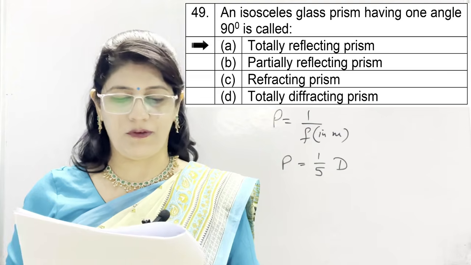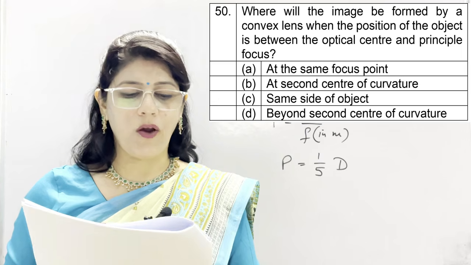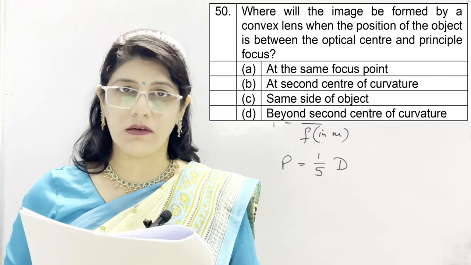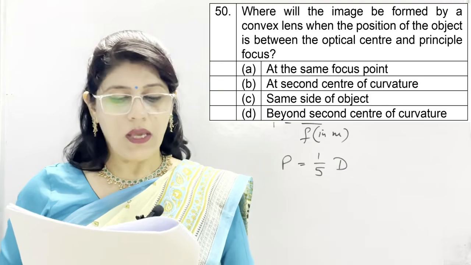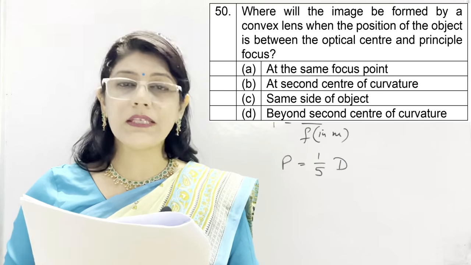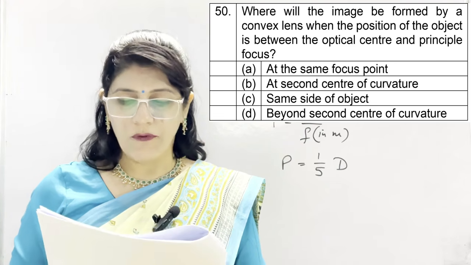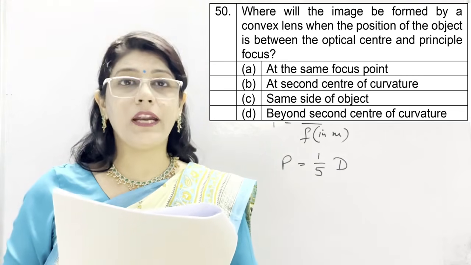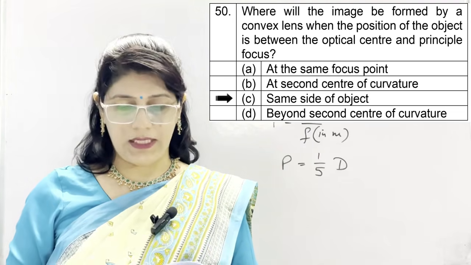In question number 50, where will the image be formed by a convex lens when the position of the object is in between optical center and principal focus? We know this is the last case of a convex lens. A option is at the same focus point, B at second center of curvature, C is same side of the object, and D is beyond second center of curvature. We know this is the last case and the image is formed on the same side of the object, and the nature of the image is virtual, erect and enlarged. So option number C is correct.